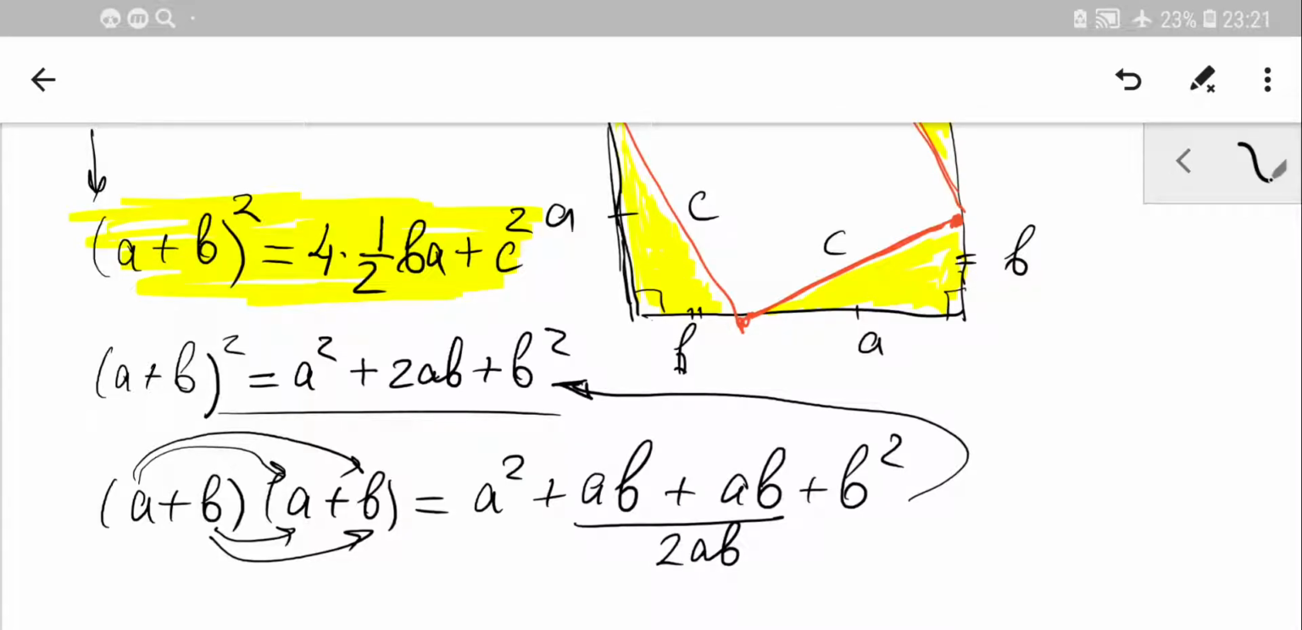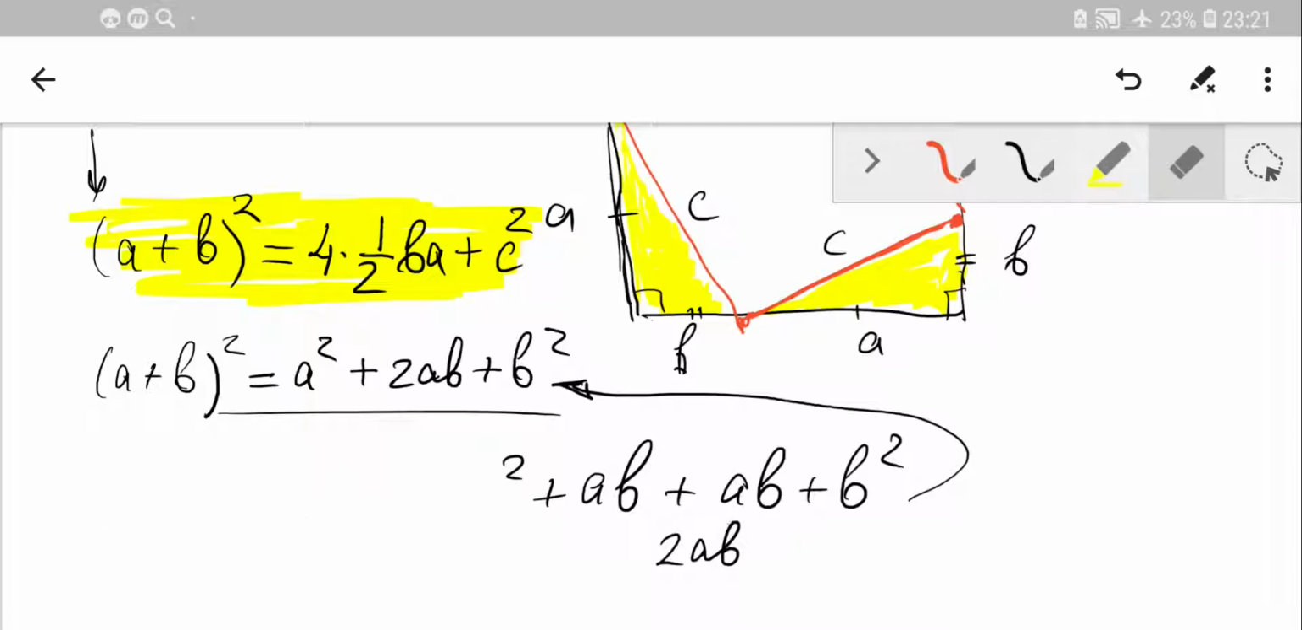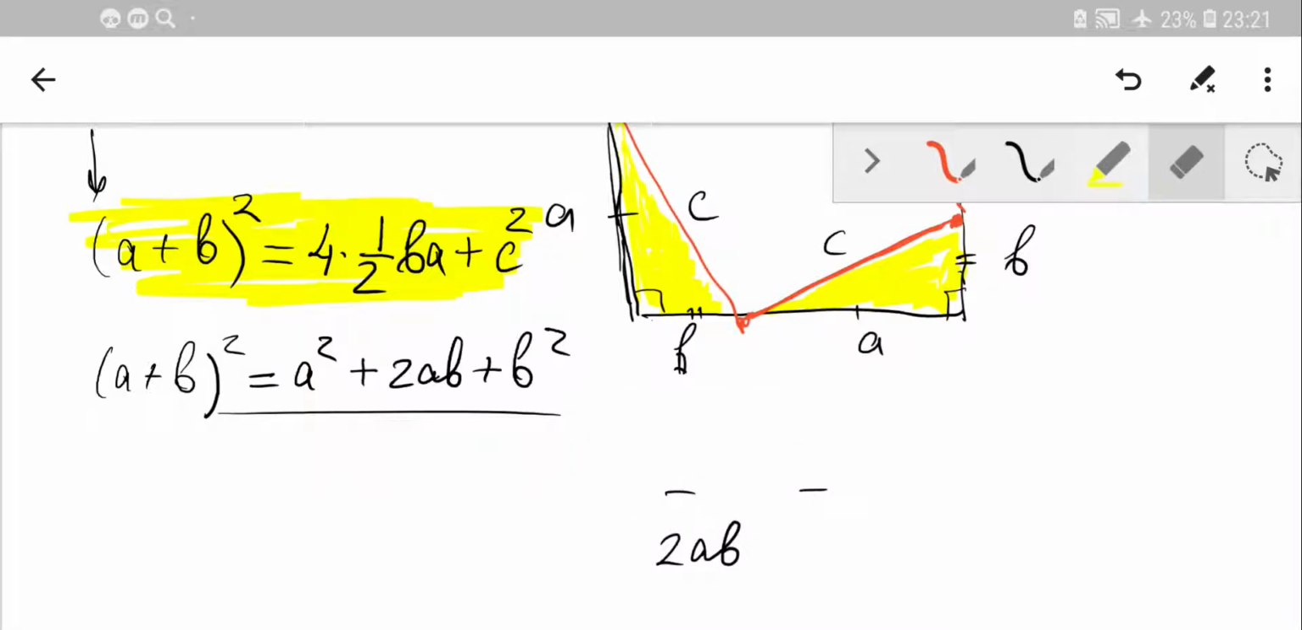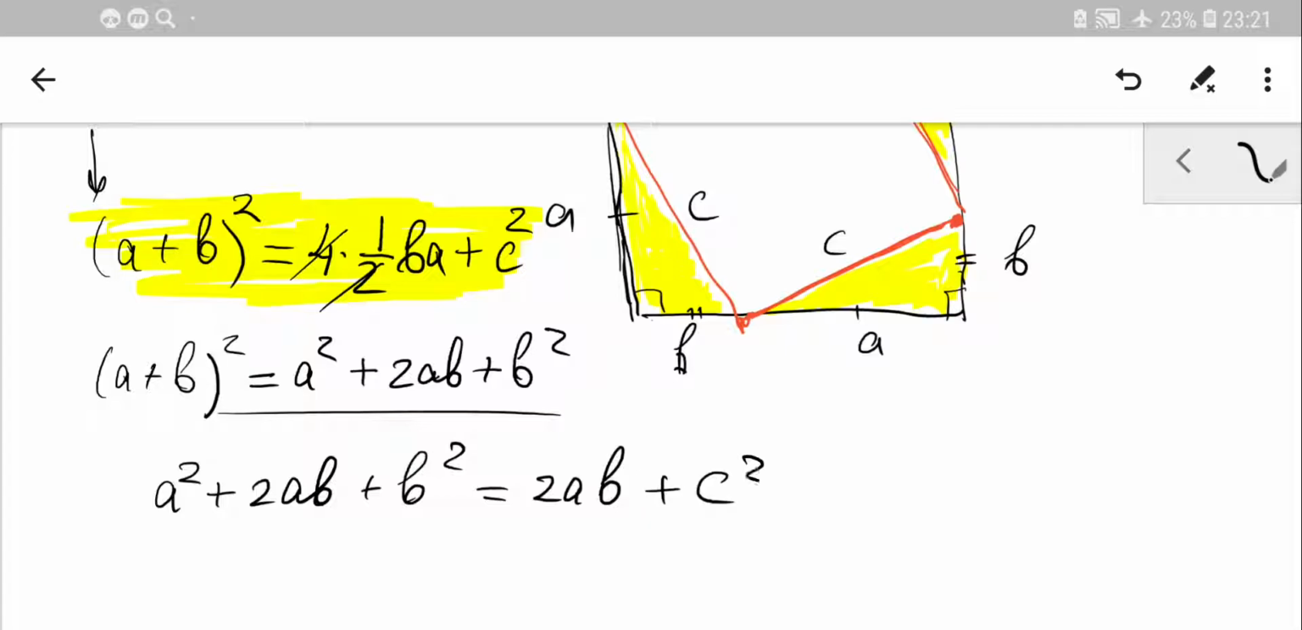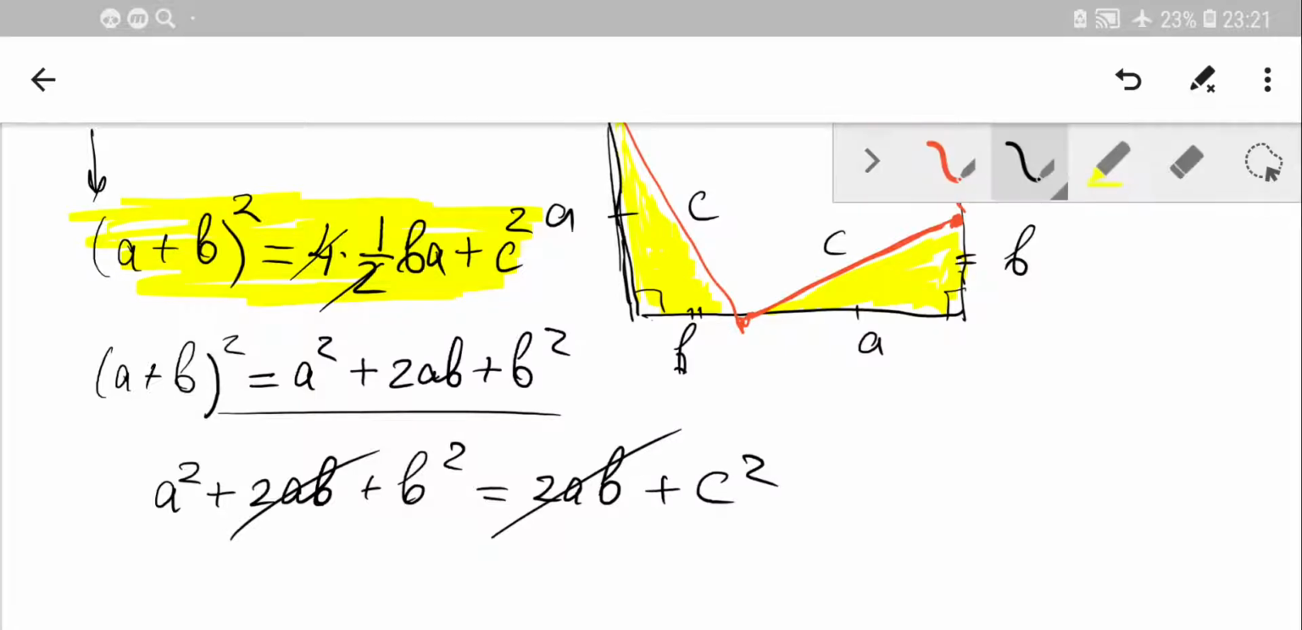All right. So we know that I raised this for the reason to have enough space. Okay. And what we can do, we can simplify that. All right. So we have on the left side a squared, 2ab, and b squared. And here we simplify, 4 and 2 cancel. We'll get 2ab and plus c squared. All right, so 2ab and 2ab can be cancelled.